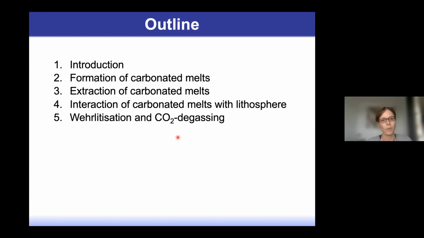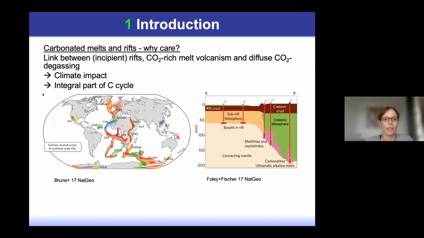CO2 degassing. And the reason why we care about carbonated melts and rifts is because obviously there is a link between rifts, here in a map from Brune et al. in 2017, the diffuse degassing of CO2, but also CO2-rich melt volcanism, as reviewed, for example, by Foley and Fischer in 2017. And obviously CO2 is climate active. So the continental lithosphere is an integral part of the carbon cycle.